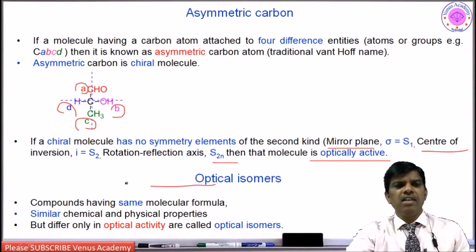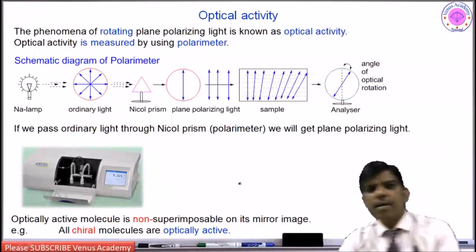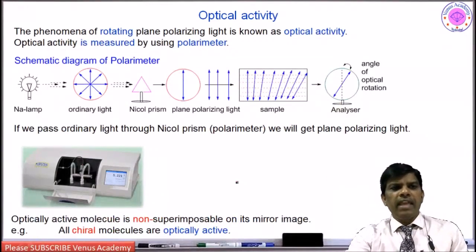Optical isomers. Compounds having the same molecular formula, similar chemical and physical properties, but differing only in optical activity, are said to be optical isomers. Let us take some examples. What is optical activity? It is the physical property where a compound polarizes. The phenomenon of rotating plane polarized light is known as optical activity.